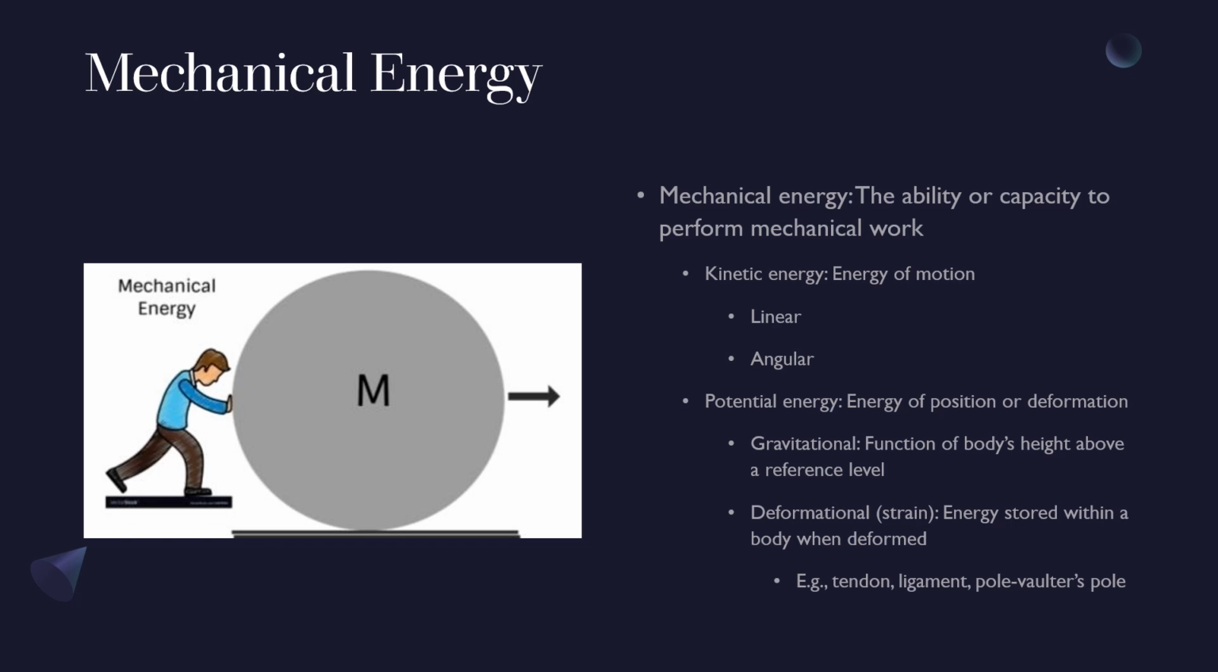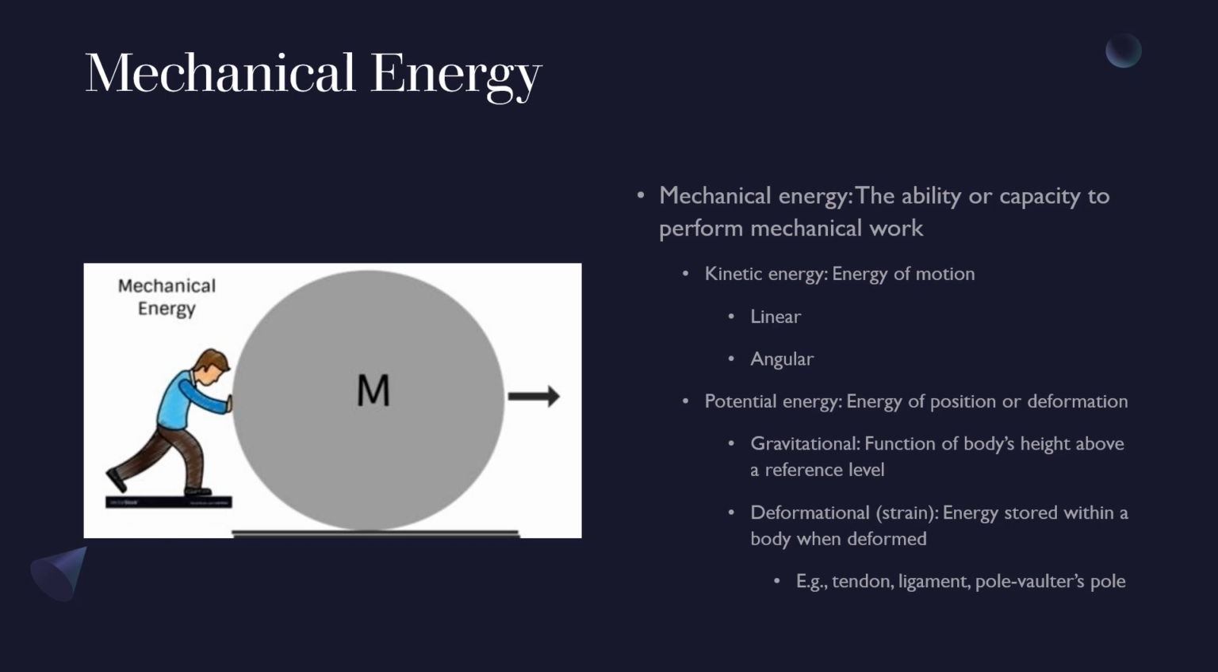Now, the conservation of mechanical energy. According to the law of conservation of energy, mechanical energy is conserved in a closed system where no external forces such as friction or air resistance act on the object. This means that the total mechanical energy, which is the sum of kinetic and potential energy, remains constant, and it only transforms from one form to another. Mechanical energy can be converted from one form to another.